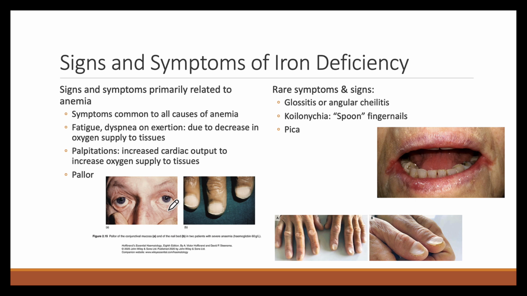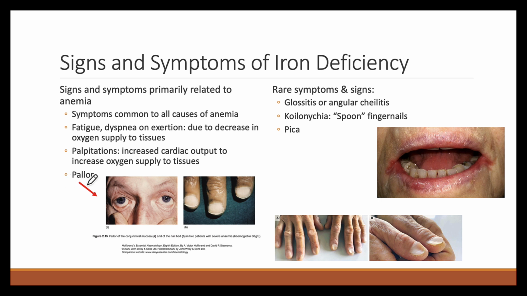So what are the signs and symptoms of a patient presenting with iron deficiency? The primary symptoms are those related to the anemia itself, which are common to all causes of anemia. First, patients often present with fatigue and shortness of breath, or dyspnea on exertion, and this is due to the decreased oxygen supply to the tissues. Additionally, patients can present with rapid heart rate or palpitations, because the body is trying to compensate and increase oxygen supply to tissues by increasing cardiac output.